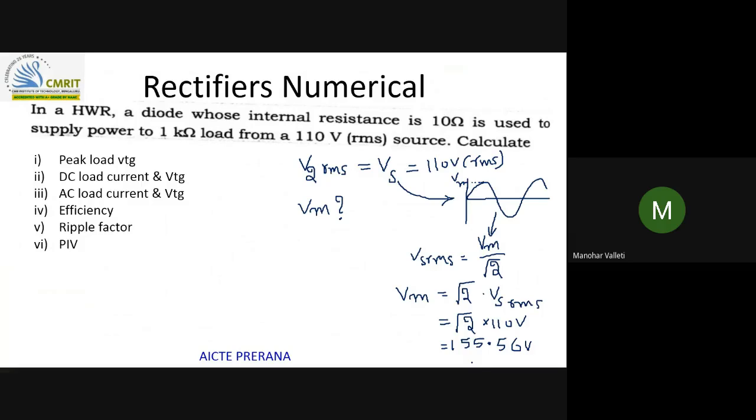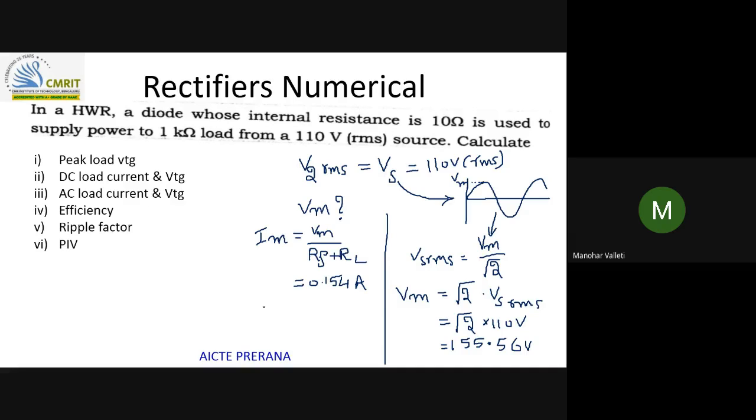Once you got Vm, it is very easy, right? Similarly you can find out peak current Im. How much did you get for Im? Im equals Vm by Rf plus RL. You substitute in this formula. Can you do it quickly with me? 0.154 amps. Substitute the value.